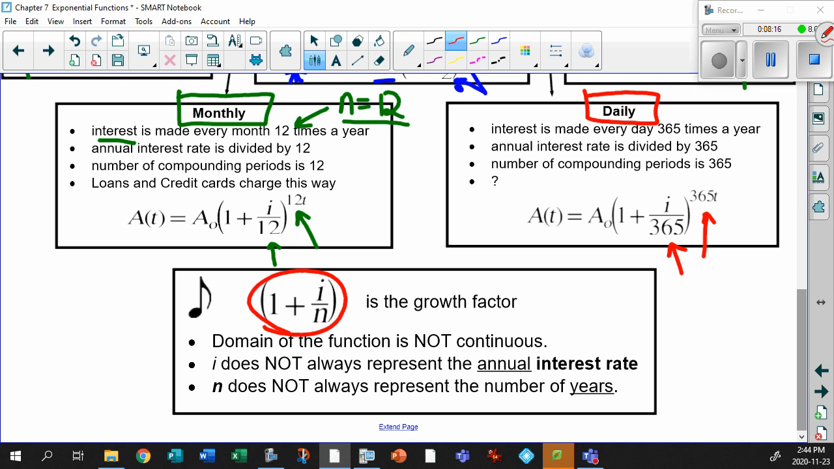Now, I put down that the domain is not continuous because, of course, it's not compounding every second of every day. It's either once a year, twice a year, 4 times a year, 12 times a year. So it's not continuous. I does not always represent the annual interest rate either, because we have to make sure we divide it by N. And N does not represent the number of years that you're investing. N is how many compounding cycles you have. Oh boy, this is confusing.